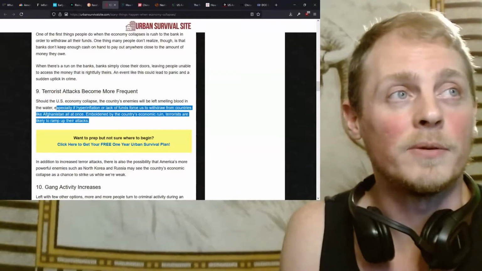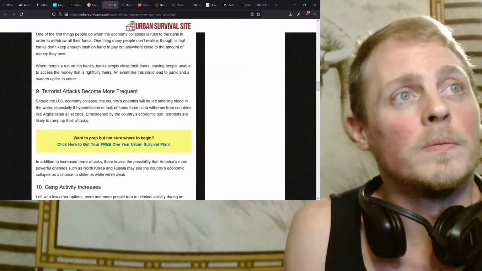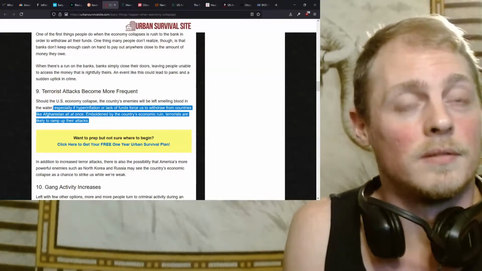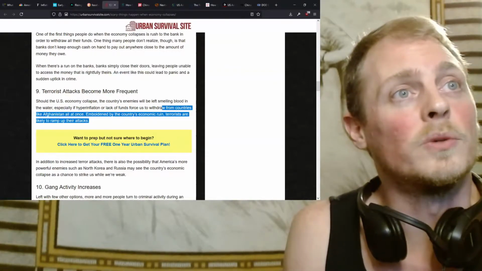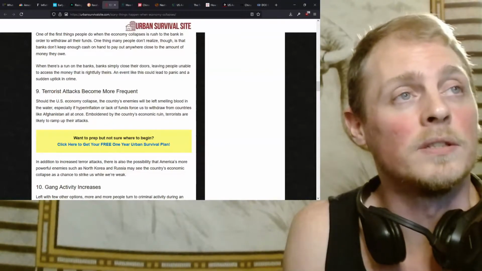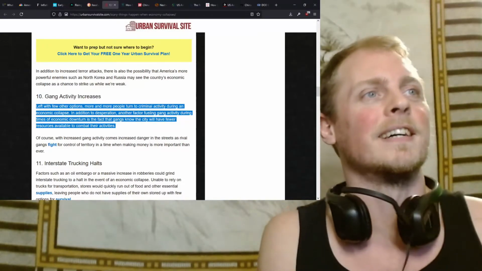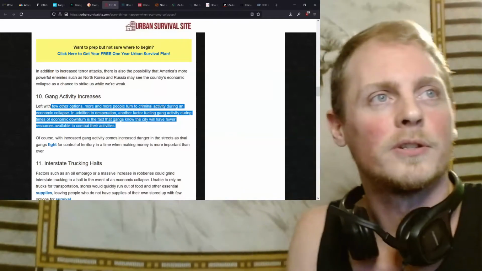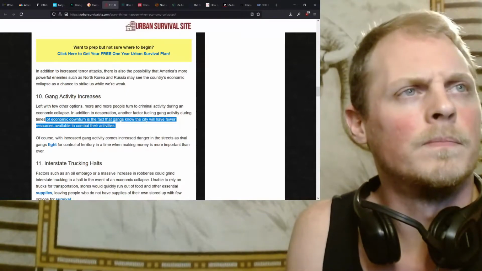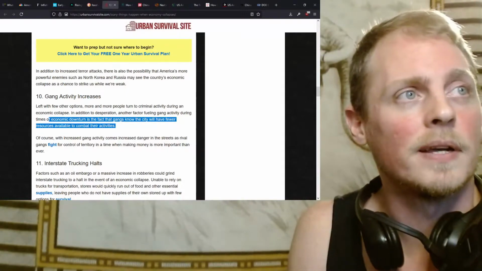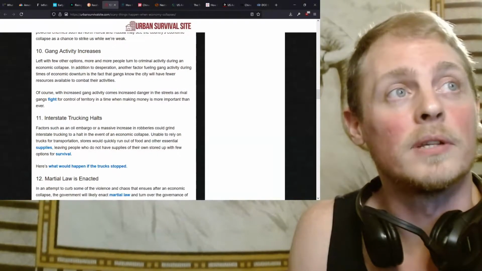Terrorist attacks become more frequent. Oh, we've been seeing that too. Should the U.S. economy collapse, the country's enemies will be left smelling blood in the water. Cyber attacks, anyone? Especially if hyperinflation or lack of funds force us to withdraw from countries like Afghanistan all at once. Saw that. Wow. Gang activity increases. I mentioned that. Left with few options, more and more people turn to criminal activity during an economic collapse. In addition to desperation, another factor fueling gang activity during times of economic downturn is the fact that gangs know the city will have fewer resources available to combat their activities.